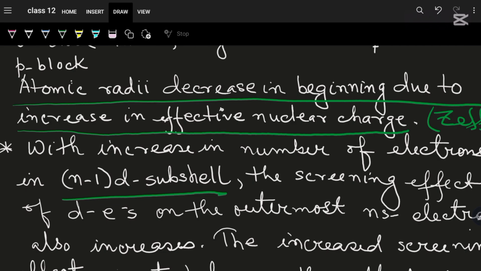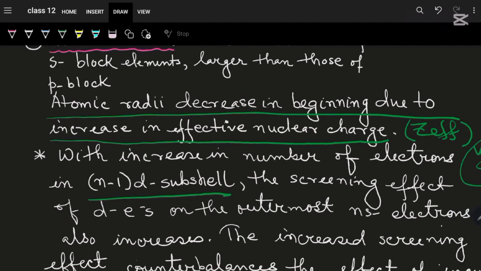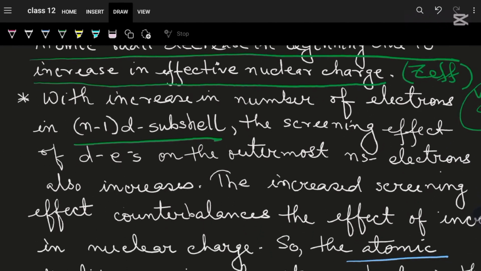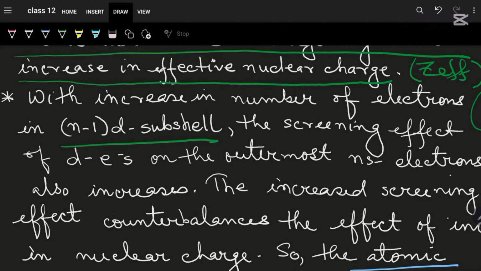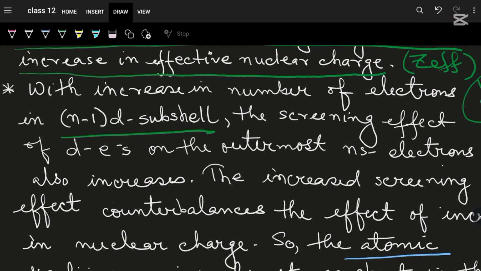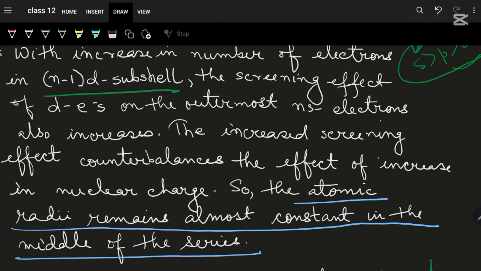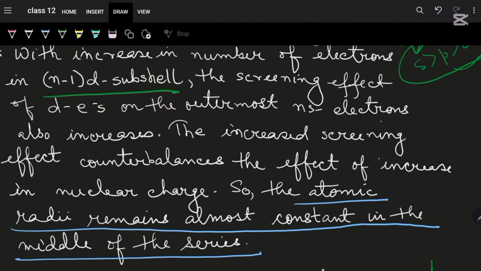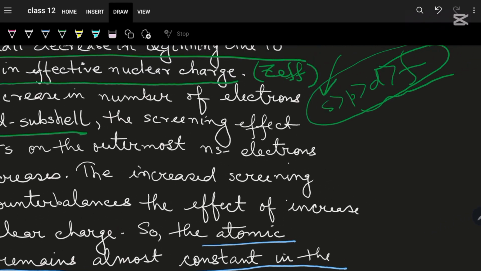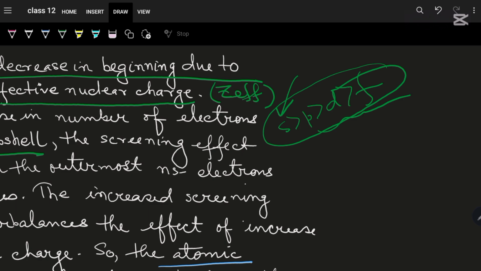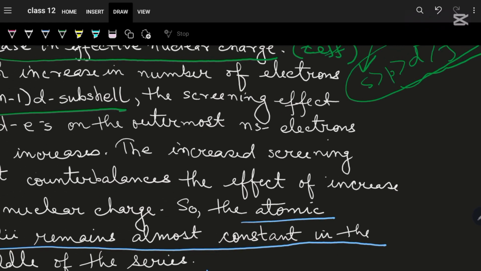But their atomic radii is greater than that of the P block elements, because P block elements have even more effective nuclear charge. But keep in mind that with increase in the number of electrons in the (n-1) D subshell, the shielding effect or the screening effect of these D electrons on the outermost ns electron also increases. Now this shielding effect has this order: S greater than P greater than D greater than F, on account of the shape of the orbitals.